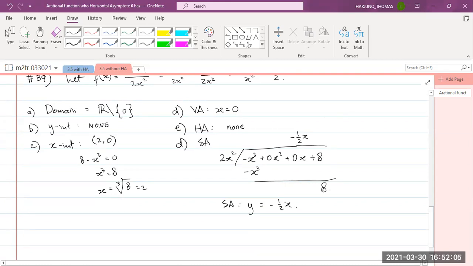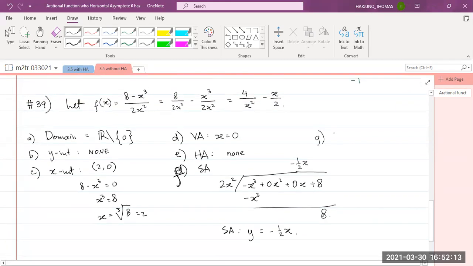How about the sign graph? This is part F, by the way, not D. We have critical numbers at 0. Actually, there's a critical number with multiplicity of 2, and x equals 2 is a critical number with multiplicity of 1. This is negative, this is positive, this is still positive.